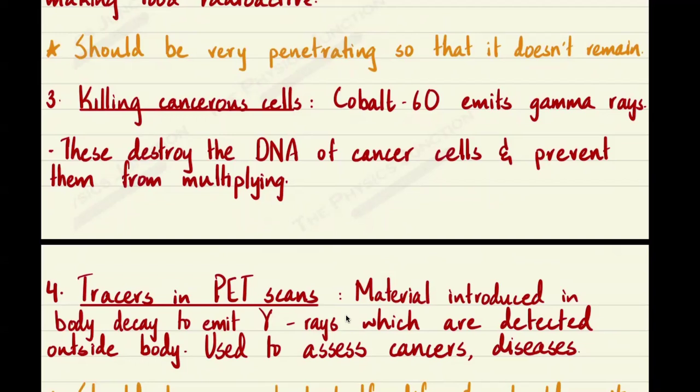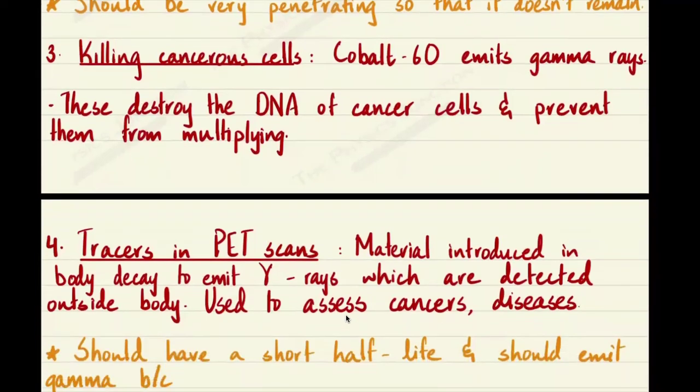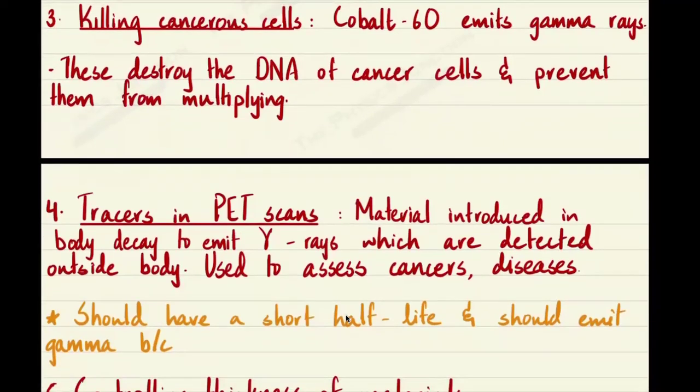Because alpha we know would not be able to make it, and beta as well, if it's stopped by a few centimeters of aluminum, it would not be able to make it either. So that's why we use gamma, and these are used to look for cancers or diseases or tumors in certain parts of the body. Again, because you want this to go away really soon, it should have a short half-life, for example a few hours, and it should emit gamma because gamma is highly penetrating.